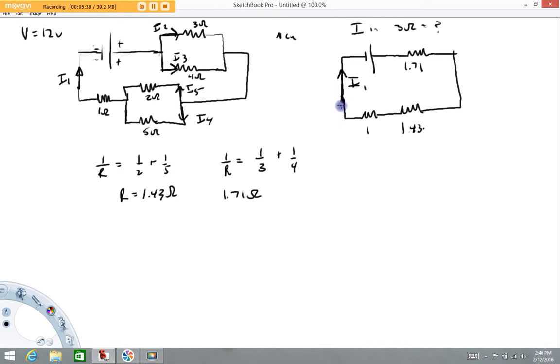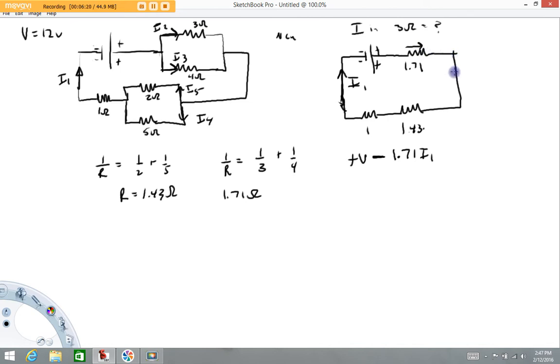All we need to do now is write a loop equation. I'm going to start here, go around clockwise, and write my loop equation. Walking along the loop, the first potential I hit is the potential of the battery, plus V. When we move across here, we change in potential by an amount IR. It's going to be a drop in potential, and I like to write these with the resistance first, 1.71 I1. It's a drop in potential because, looking at my current direction, I've got the current moving to the right, and current always moves from higher to lower potential.